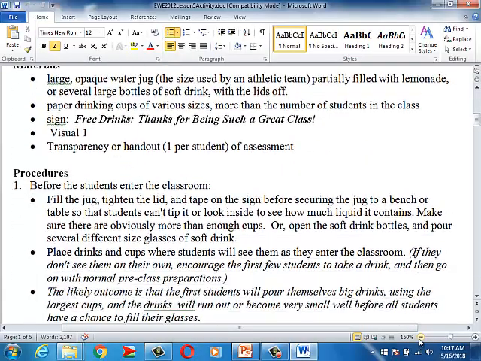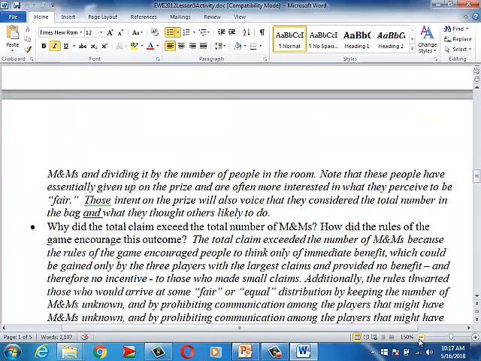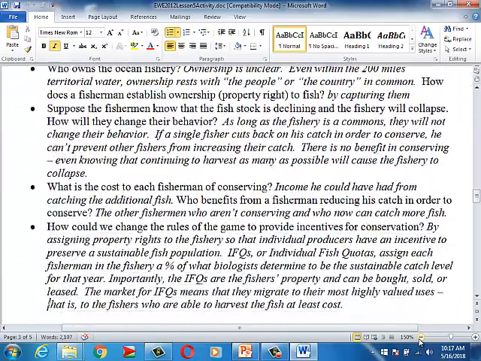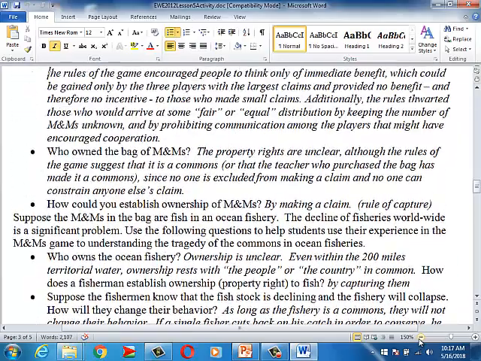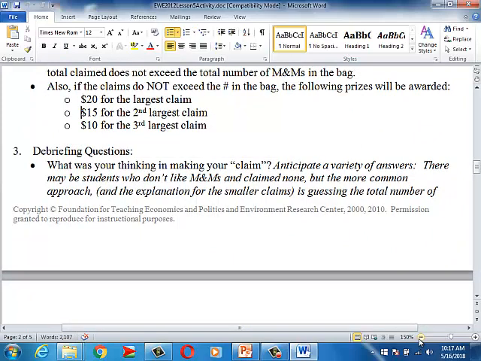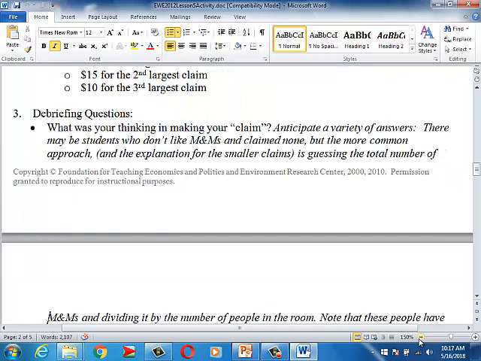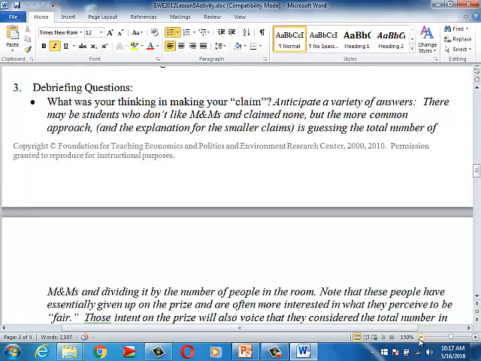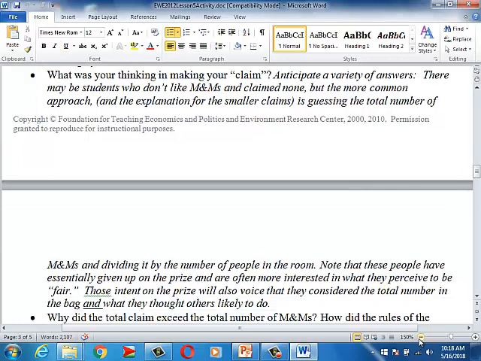Alright, so I'm going to go through the, yes, there it is. This is the discussion for the game that we just played. Now after playing the game, these are the debriefing questions. What was your thinking in making your claim? So this actually was supposed to be played with M&M chocolates. So what were you thinking? Since we played the game, we can now ask.